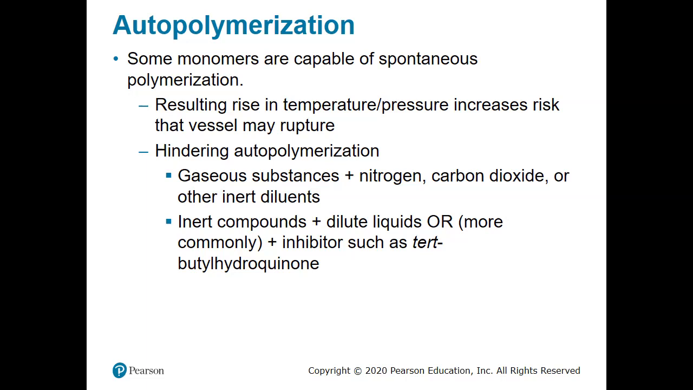Now, this can happen for a lot of reasons, but the primary reasons that we see it are increases in temperature and pressure. Now, how do we get the stopping of autopolymerization to take place? It's usually through introducing other substances that will separate those molecules from each other. So if we're talking about substances that are potentially gaseous, we can add non-reactive gases, nitrogen, carbon dioxide.